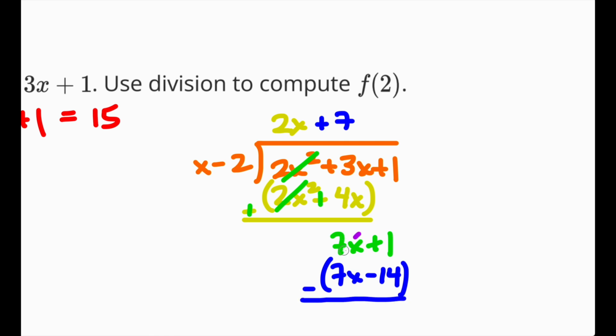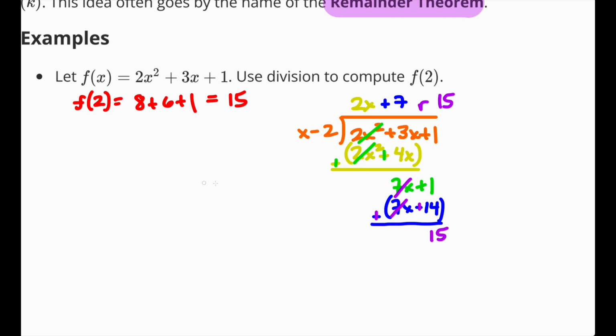Subtract that off, cancel, cancel, flip the sign here, and you end up with 15 as the remainder. So therefore, the final answer is 15 because of that f of 2. So essentially, 15 is the answer, and that's how you solve it.